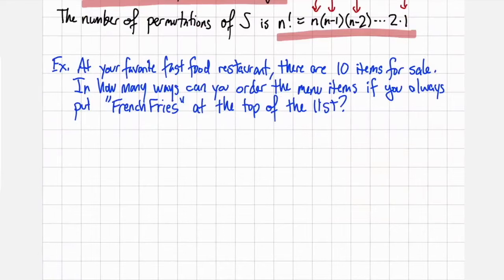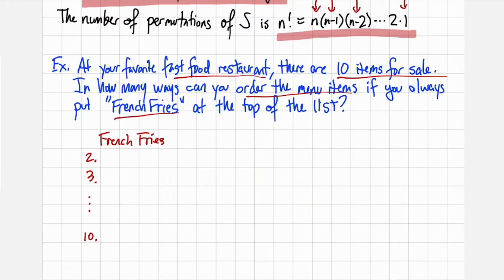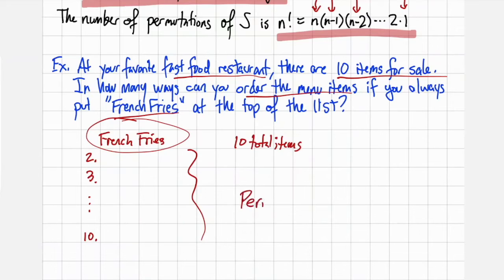Let's try an example. Let's say you go to your favorite fast food restaurant and they have 10 items for sale. In how many ways can you order the menu items if you always put French fries at the top of the list? You'll be writing a list, and you'll have French fries at the top of the list, and then you'll order the rest of the items below. So there's 10 total items, but the position of one of them is already fixed. So in effect, we're actually ordering 9 items for the rest of the items in the list. So since this is a permutation of 9 items, the answer is 9 factorial.